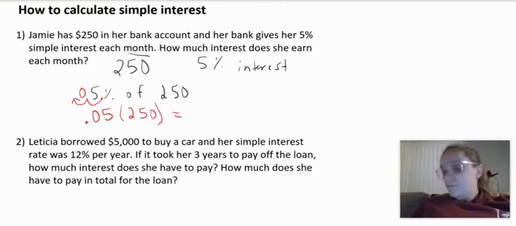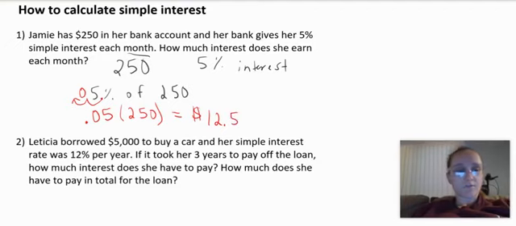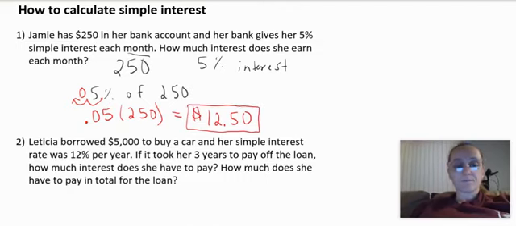And if I multiply, let me get my calculator. If I multiply 0.05 times 250, that's going to be $12.50. So that means that every month, Jamie's bank is going to give her $12.50 of interest.